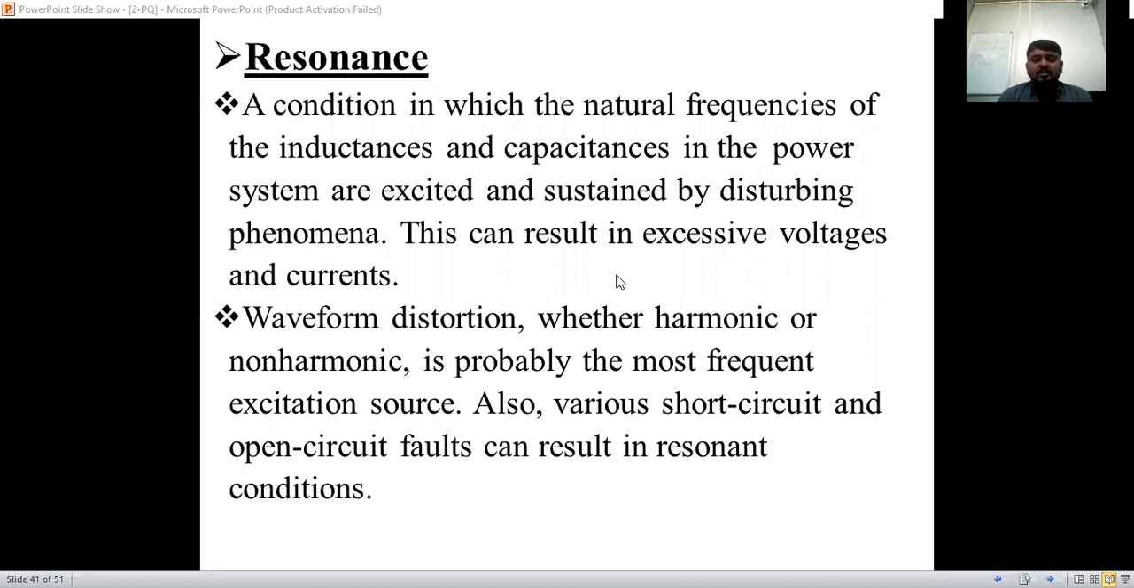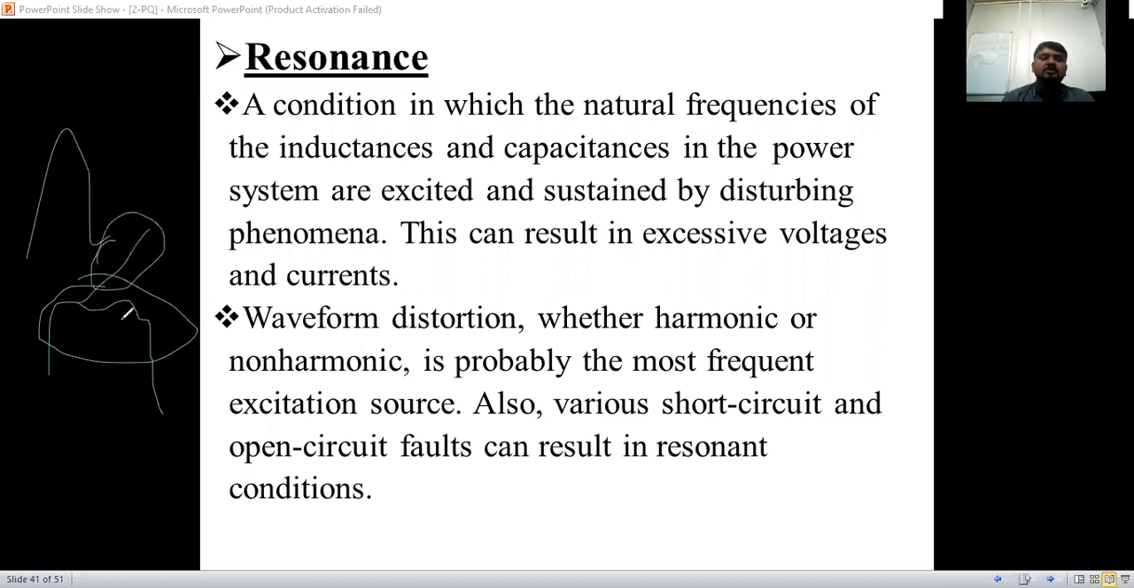Okay, so the waveform distortion, because of this excessive voltage and current, may be harmonic or non-harmonic. We cannot say that it is harmonic only. It may be harmonic content, it may be non-harmonic, or because of some transient the voltage fluctuation will suddenly occur. That is the condition we are going to call waveform distortion, whether harmonic or non-harmonic.